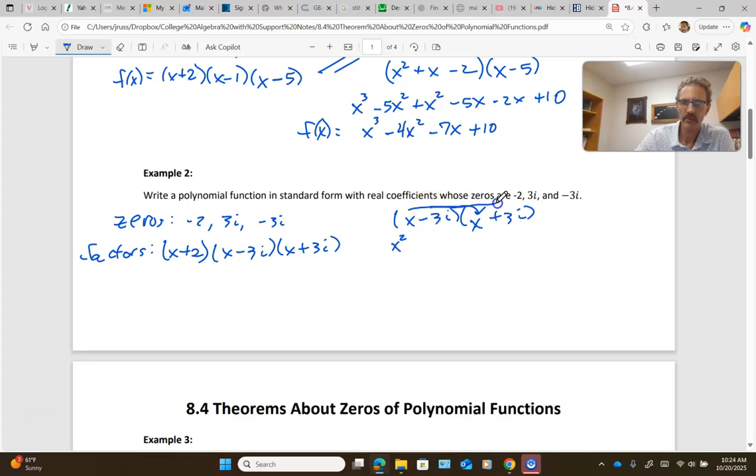Alright, so x times x is x squared. X times 3i will just be 3ix. And then on the inside here, -3i times x will be -3ix. And then finally, -3i times +3i is -9i squared, because you're multiplying an i times an i. Okay.